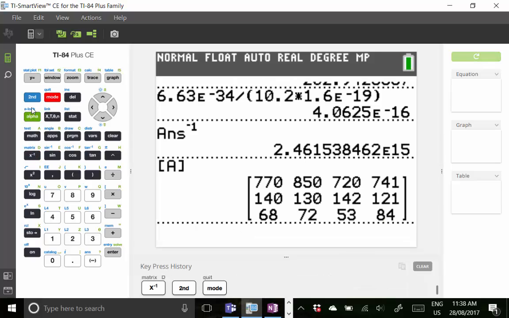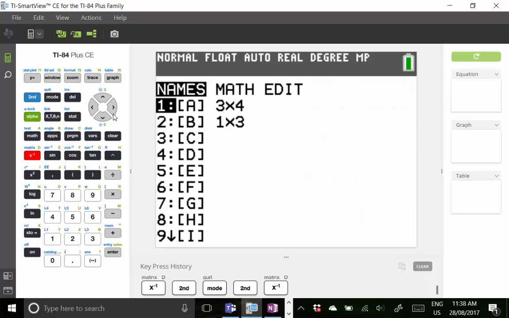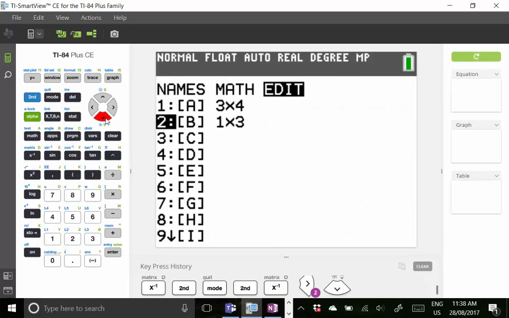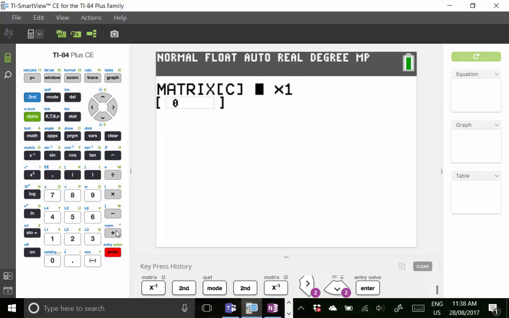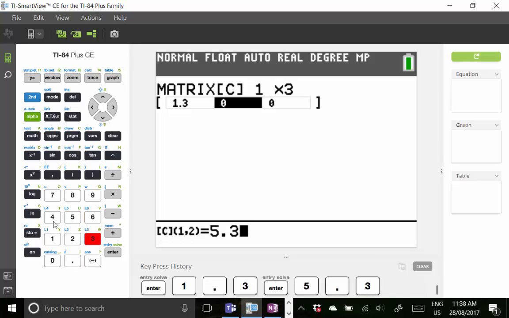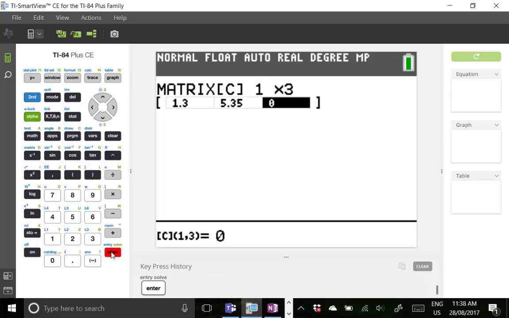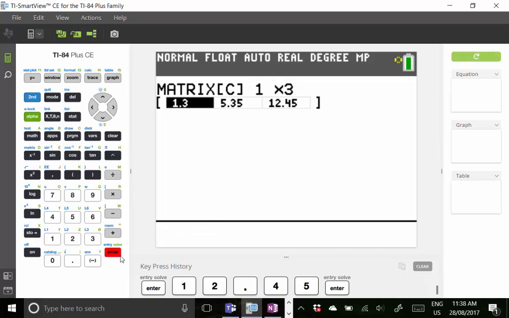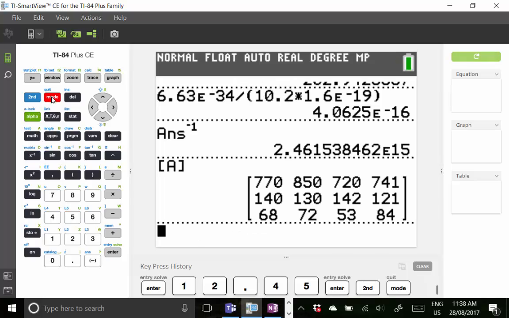Quit out of there. Now go back to my matrix again, and we'll go to edit, and we'll come down to C. Alright, so that's my retail one. So that's going to be a 1 by 3 again, and I'm going to put what I sell them for, which is $1.30, $5.35, and the next one is going to be $12.45. Right, and quit from there. So I've got my matrices in there, all right?